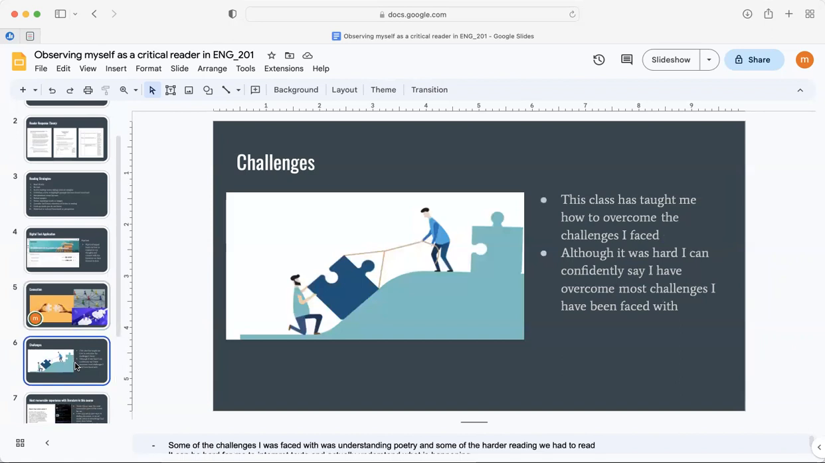The next slide is challenges. Some of the challenges I was faced with was understanding poetry in this class and reading some of the harder readings, such as Antigone. I've had a hard time understanding poetry, what it really means, what's the meaning behind it, for a while. But I feel like throughout this class, I've learned how to analyze it better and how to interpret texts and understand everything that's happening.